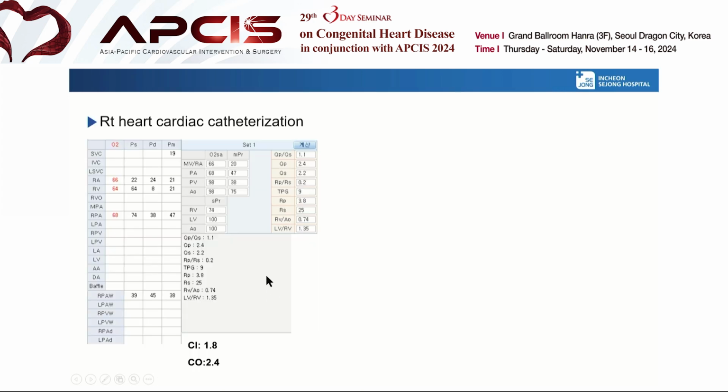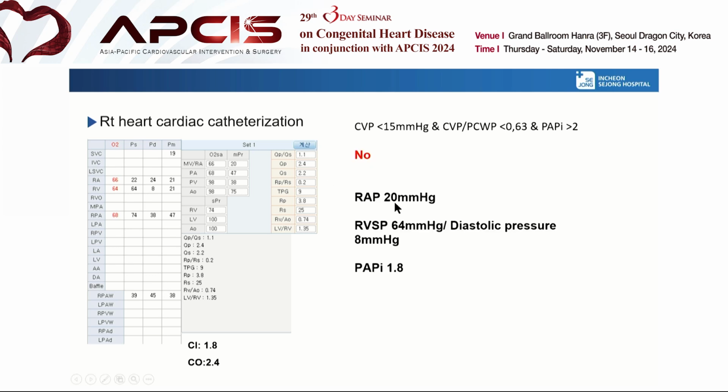And then we did the right heart catheterization. CVP under 15? No. CVP to pulmonary capillary wedge ratio under 0.6? No. His RAP was elevated, and the RV systolic and diastolic pressures were 64 and 8 millimeters of mercury, and the PAPI, pulmonary artery pulsatility index, is 1.8. So it's kind of marginal.